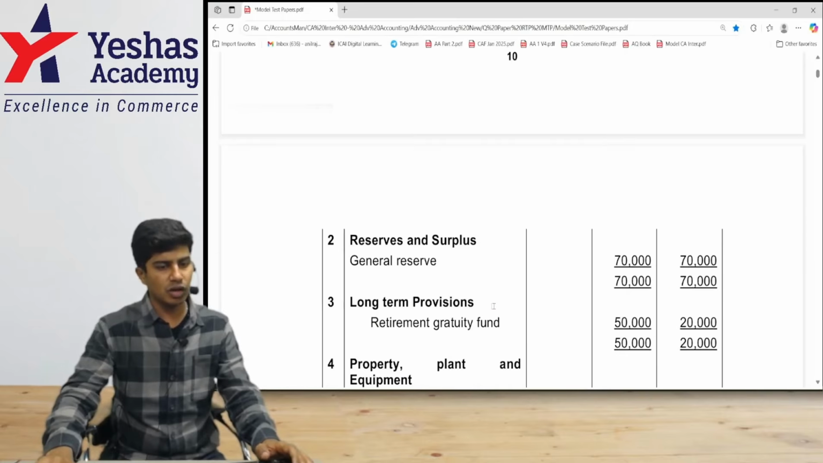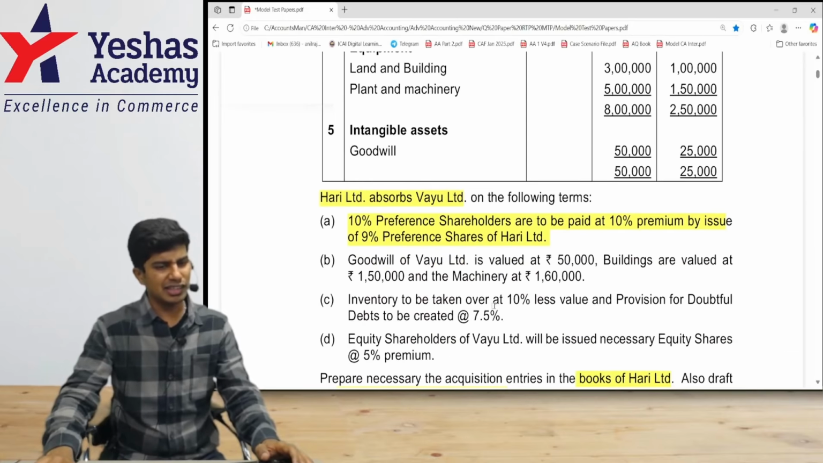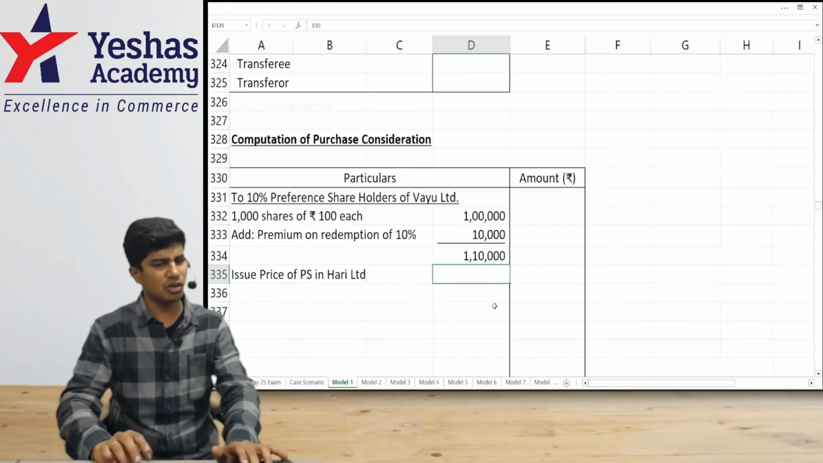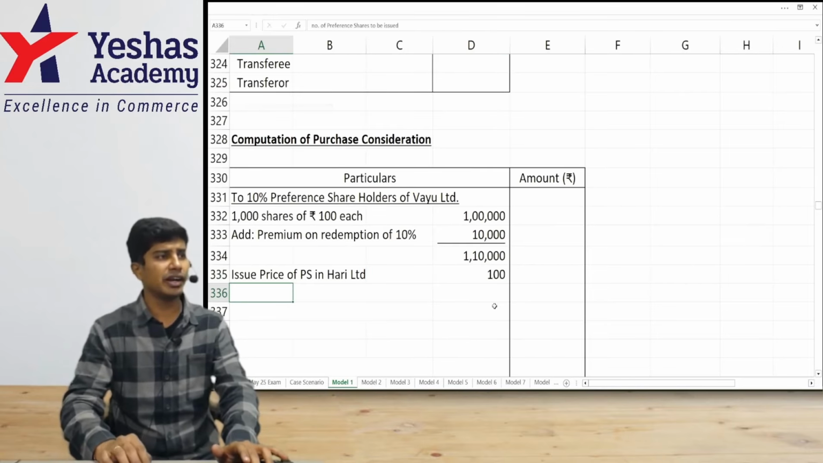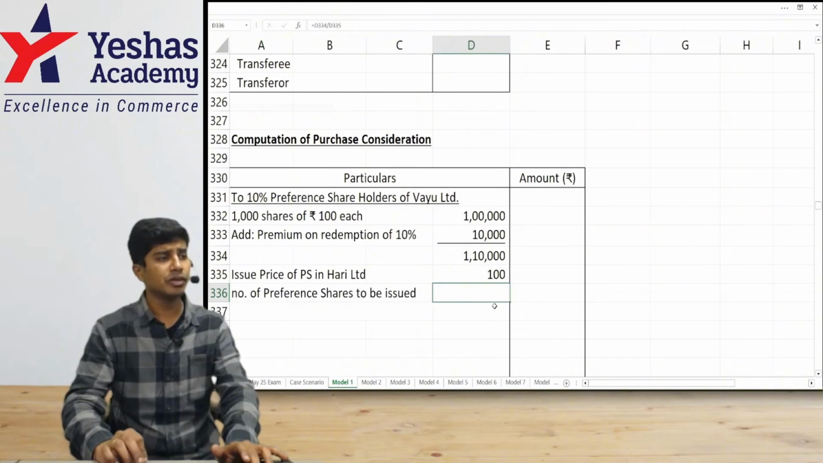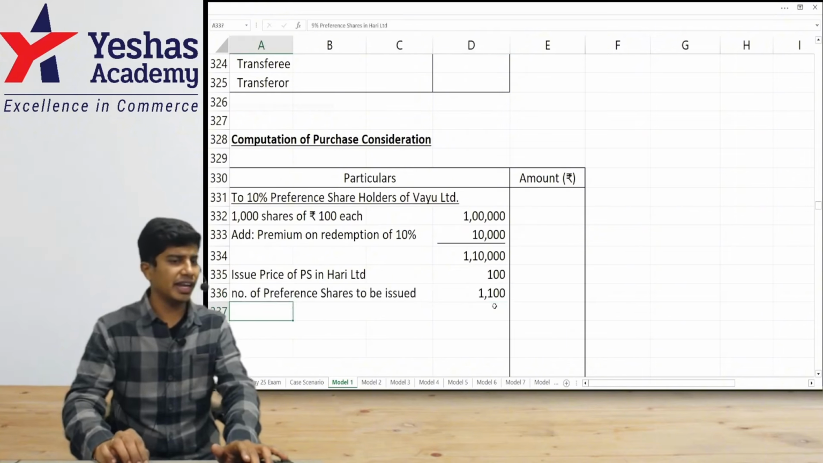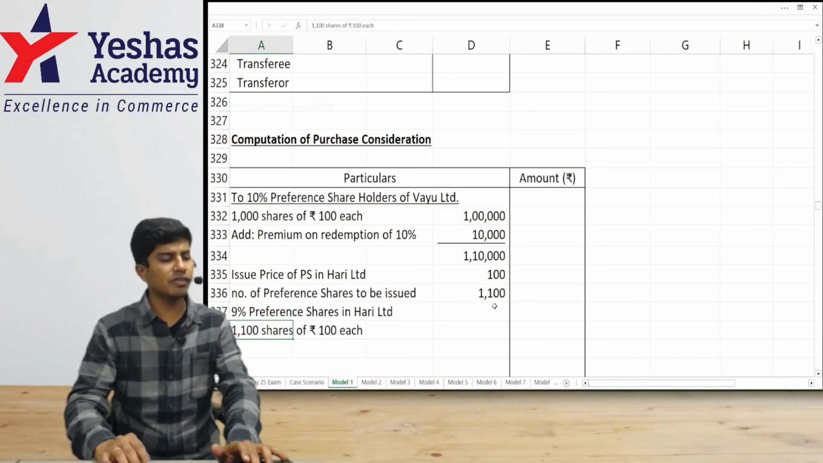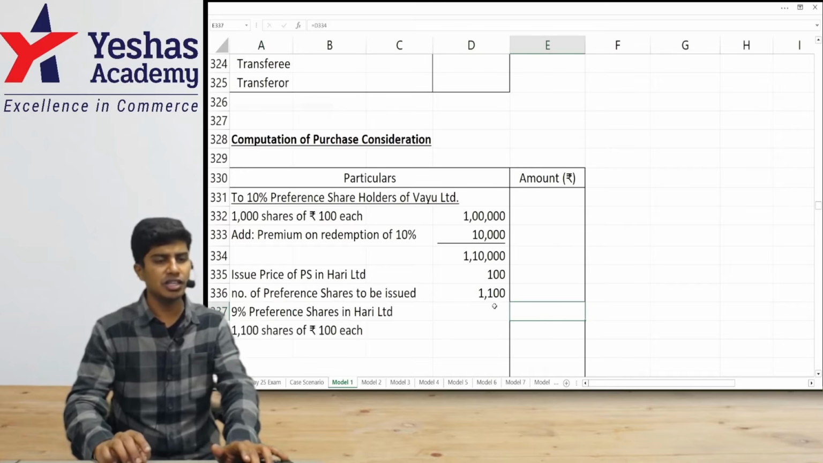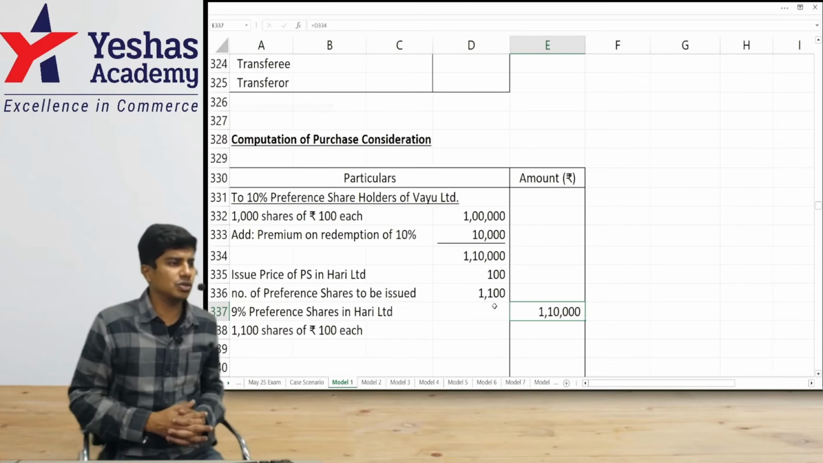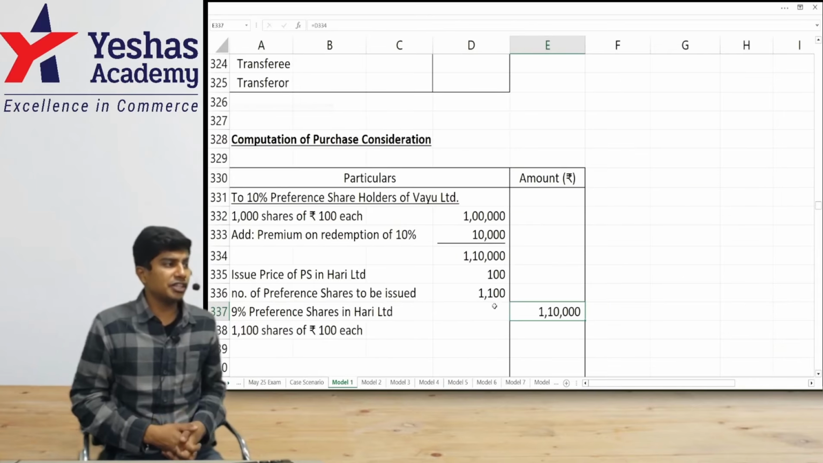Of Hari Limited, what is the issue price per share? Nothing is mentioned. I'll assume the same nominal value of 100 only. If you divide 1 lakh 10,000 by 100, how many preference shares are to be issued? 1100. Can I say 9% preference shares in Hari Limited to be issued is 1100 preference shares of rupees 100 each, which comes to rupees 1 lakh 10,000. This is PC to preference shareholders.